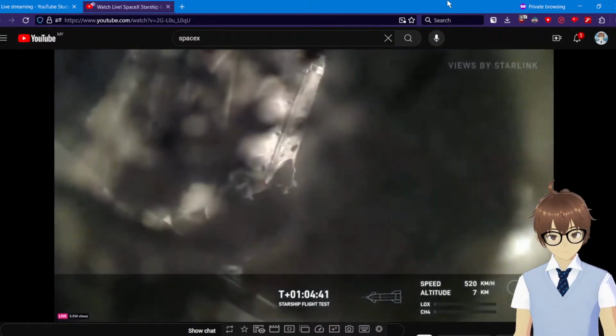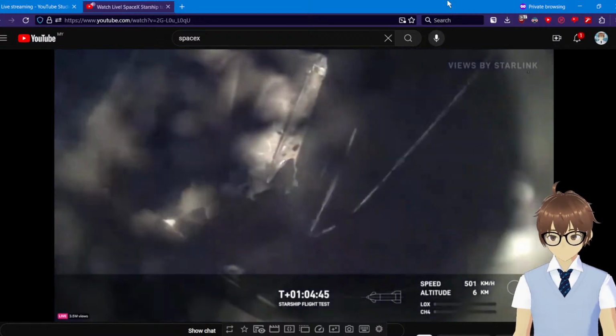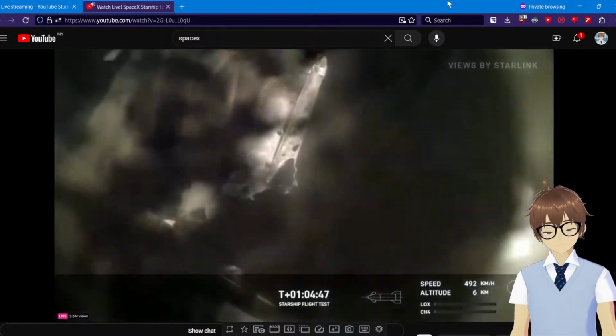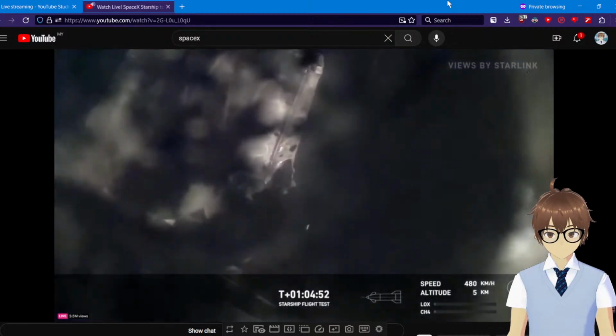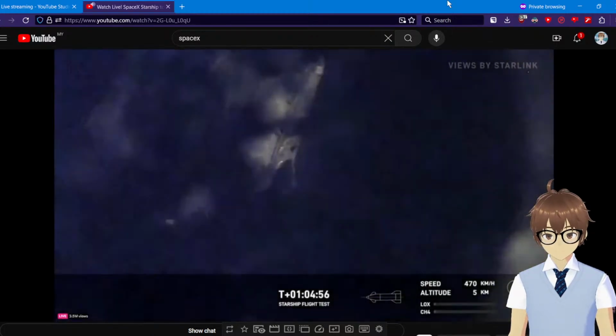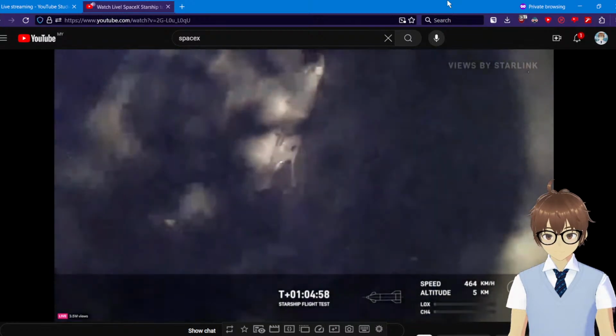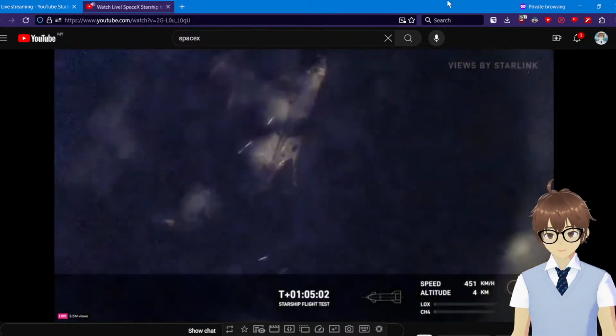Initiation of the flip maneuver and landing. Okay. Keep an eye on the bottom right corner of your screen for those engines to relight. 3 center engines to relight. They will gimbal or angle so that the ship flips itself back up vertical and hopefully lands in a vertical position. Okay, speed is 450 kilometers per hour.